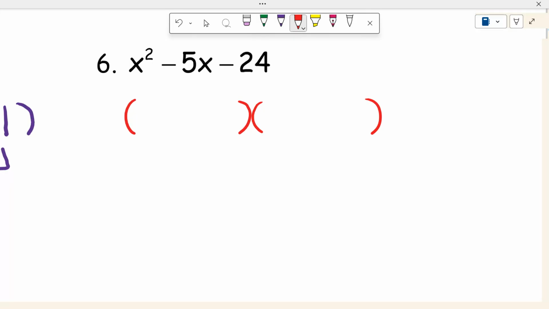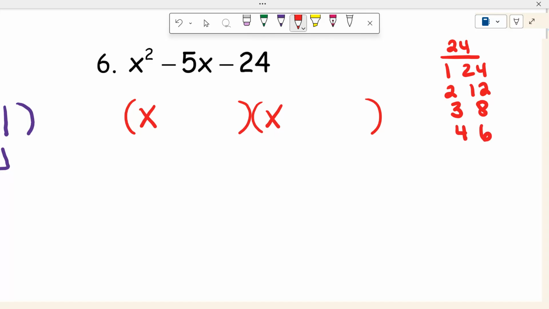But it's a fast, quick step. All right, so with this one, what are we starting with? What two things multiply to give me x squared? X and x. Okay. Now for 24, we know it's 1 and 24, 2 and 12, 3 and 8, or 4 and 6. So if you visualize that, do you know which one you have to use?